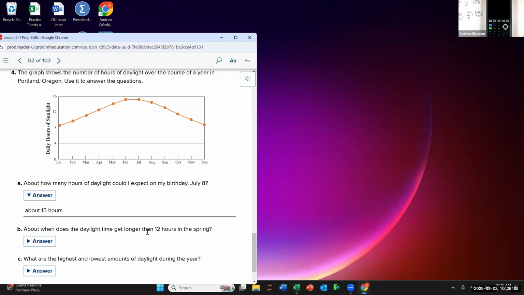About when does daylight time get longer than 12 hours in the spring? So we all know about spring, right? When does spring start? Well, no, it starts in March. So looking at March and then April. So somewhere between March and April on the day when you get exactly 12 hours of daylight and 12 hours of dark. Anybody know what that day is called?